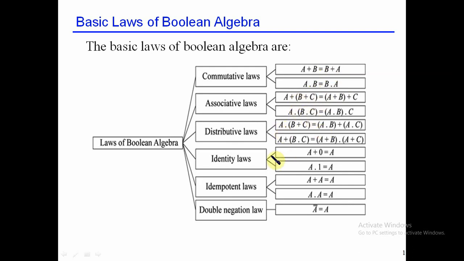Distributive law. Identity law, it is the basic law: A plus 0 equals A, and A into 1 equals A. Idempotent laws: A plus A is A, and A multiply A is A. Double negation law means A double bar, in that case you have to take only A. This is the negation law by using NOT gates.